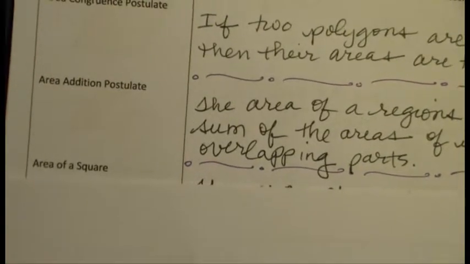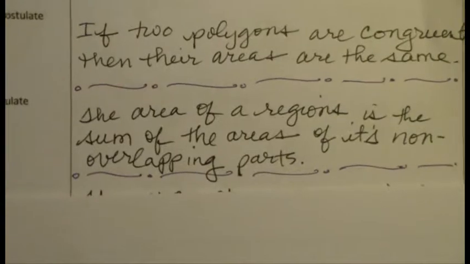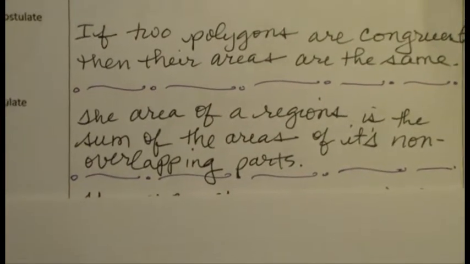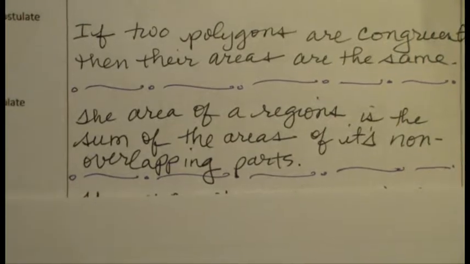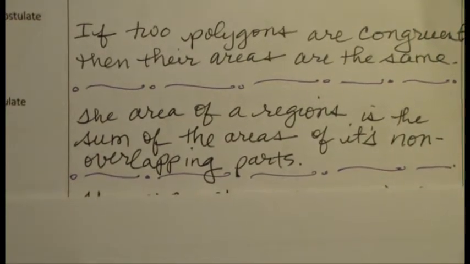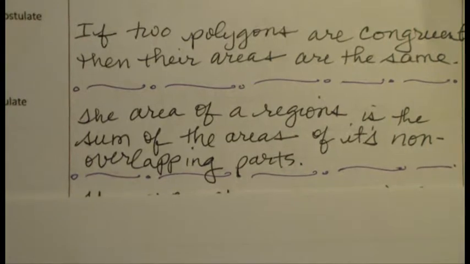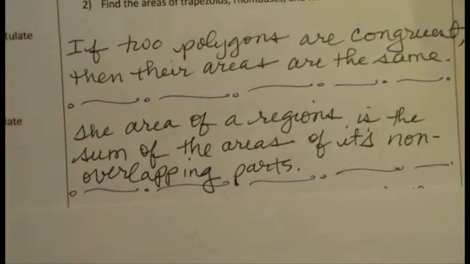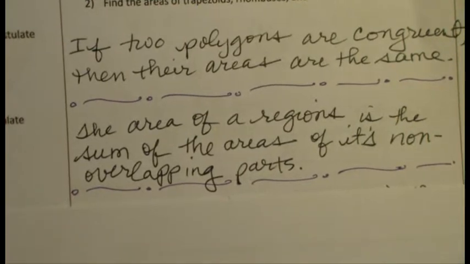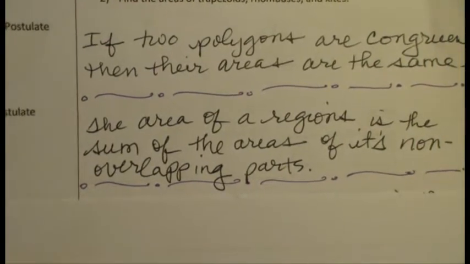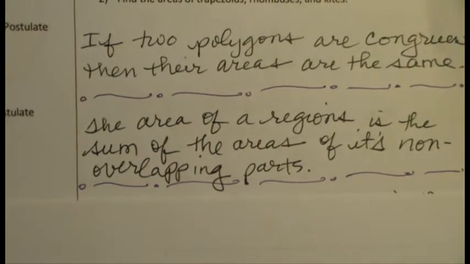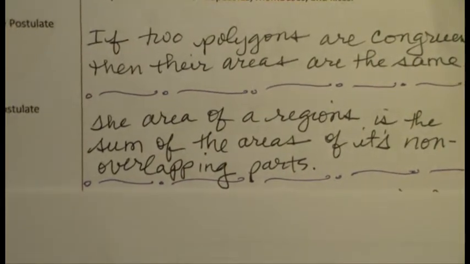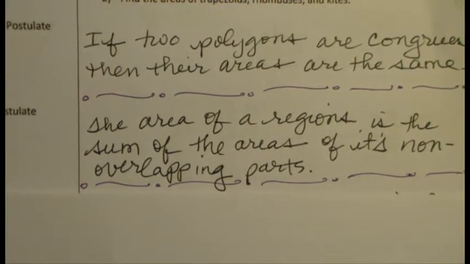Next is the area addition postulate, and this postulate is going to allow us to find the area of figures that are not nice shaped convex polygons. So the area addition postulate says that the area of a region is the sum of the areas of its non-overlapping parts. And we're going to use this in some examples on the next page, so you'll see exactly what we're talking about. All right, so some area formulas.